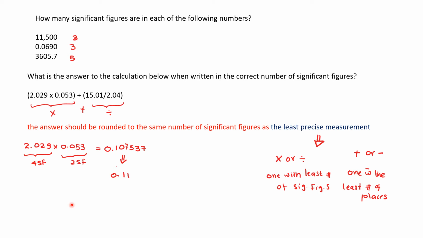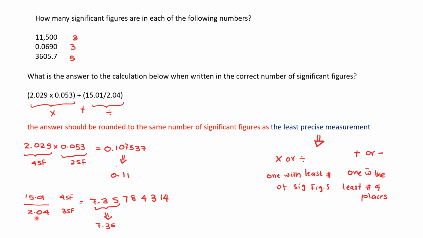So let's do the question now. We are going to get 2.029 times 0.053. Because this is a multiplication, we are going to count the significant figures. This one has 4 significant figures. This one has only 2 significant figures. So our final answer to go into this part is going to be in 2 significant figures. Let's go to the next step where you have the division.